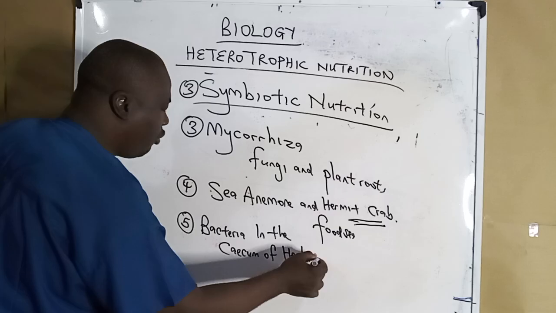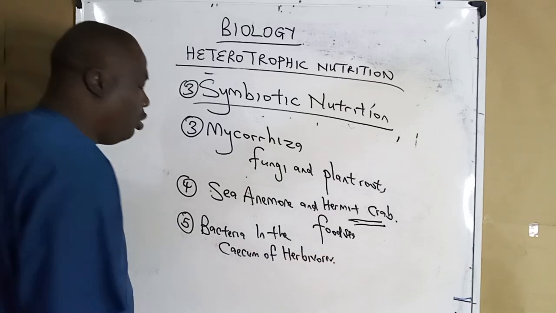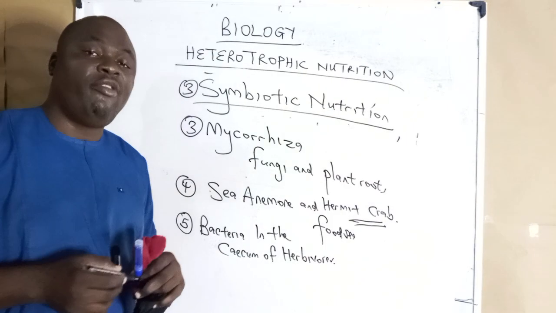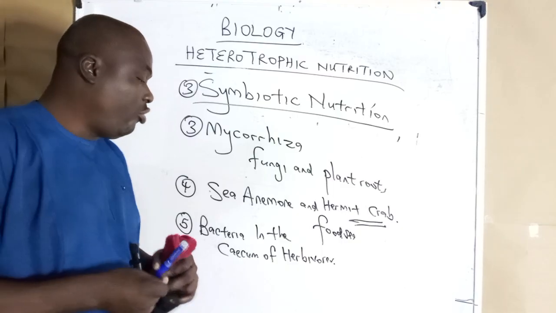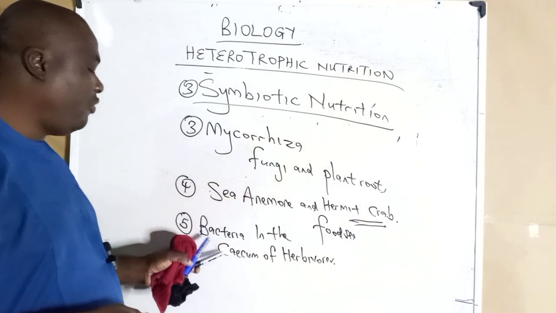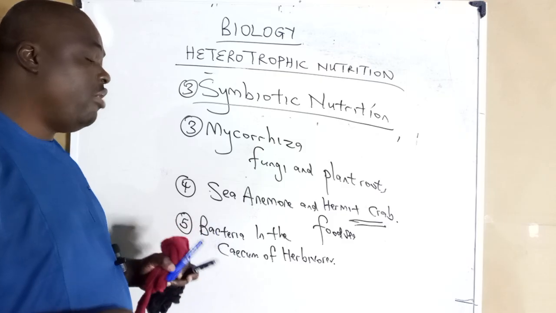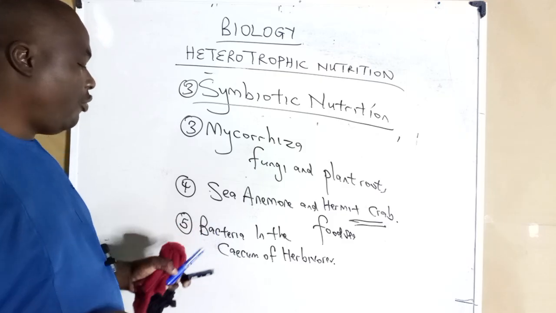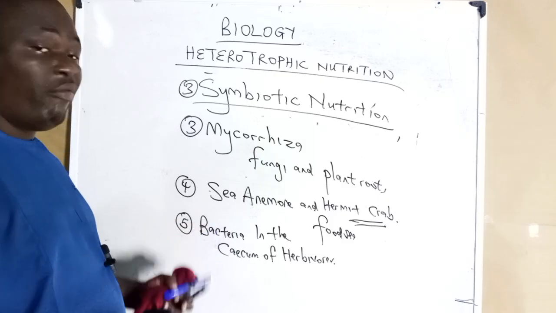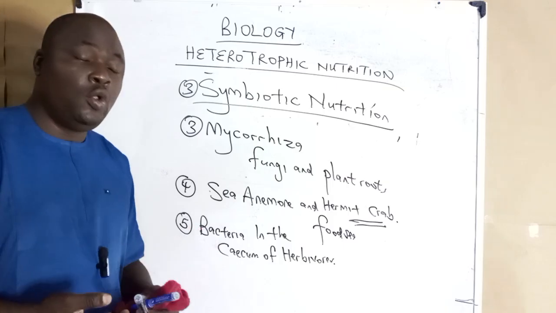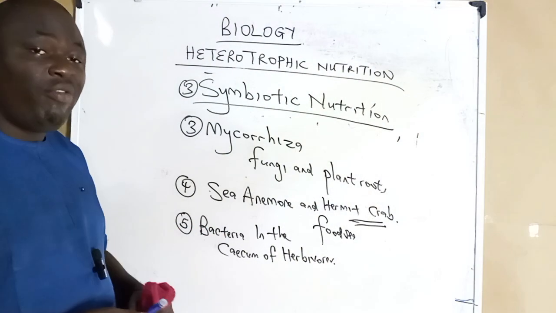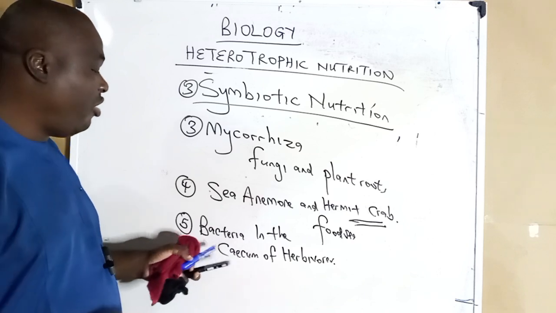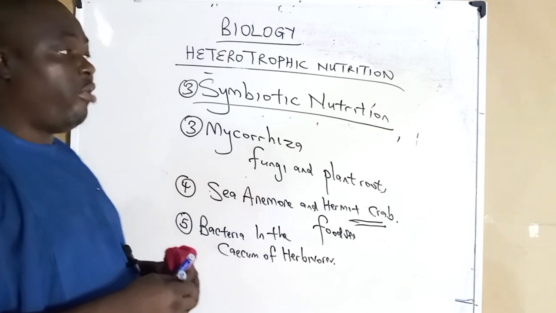Bacteria in the cecum of herbivores. The cecum is part of the herbivores' digestive tract. Bacteria help to digest the food the herbivores feed on in their gut. Herbivores can't digest grass because grass contains cellulose, so the bacteria contain enzymes that help them to digest this cellulose, while the bacteria get shelter from the cecum of these herbivores.